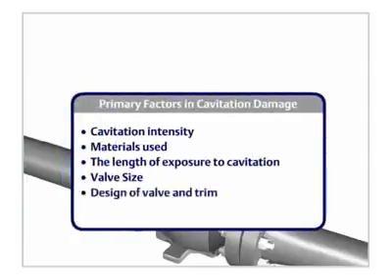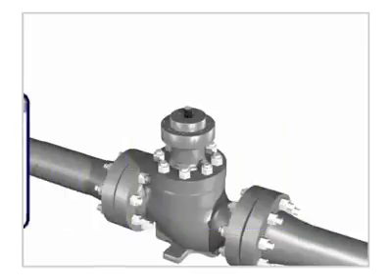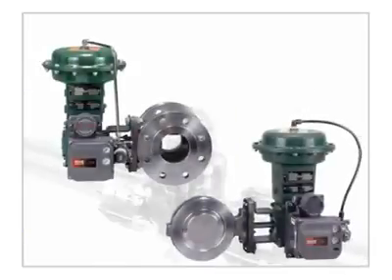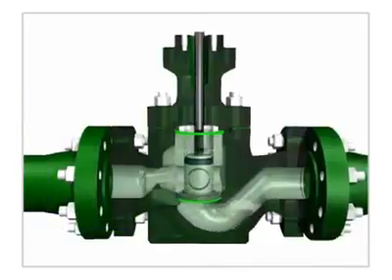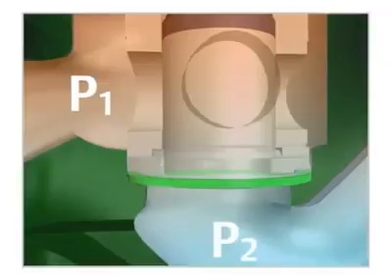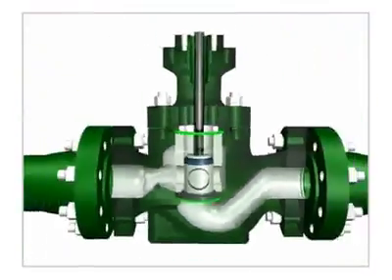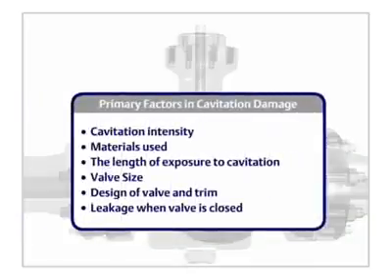The design of the valve and trim in the area of cavitation. High recovery ball and butterfly valves are more susceptible to cavitation damage. If there is leakage occurring when a valve is closed, fluid leakage moves fluid from a high pressure area to a low pressure area, which results in cavitation and potential damage. Cavitation damage can be reduced by altering or accommodating any of these factors.